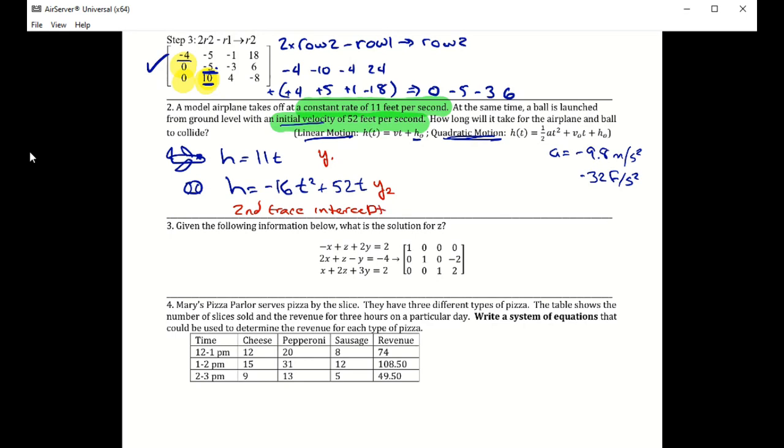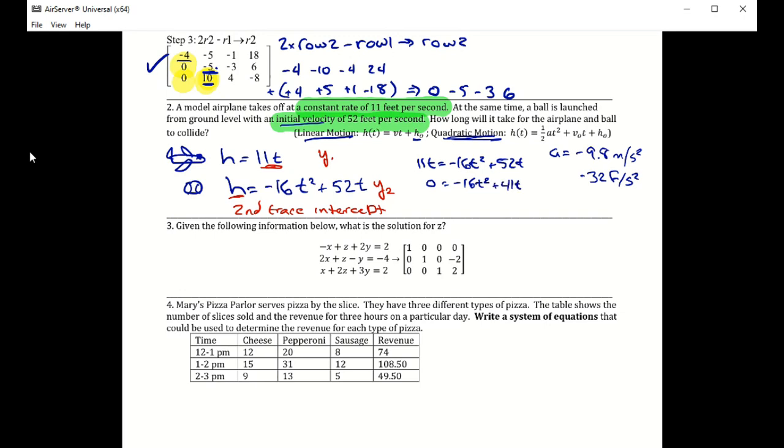To find our two intercepts, because both of these are set equal to h, we can substitute this 11t for this h, and we end up with 11t equals negative 16t squared plus 52t. Subtract 11t from both sides. 0 equals negative 16t squared plus 41t.